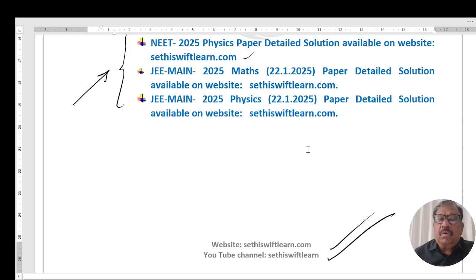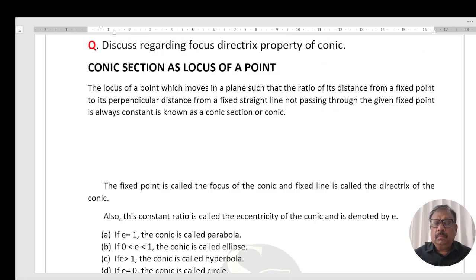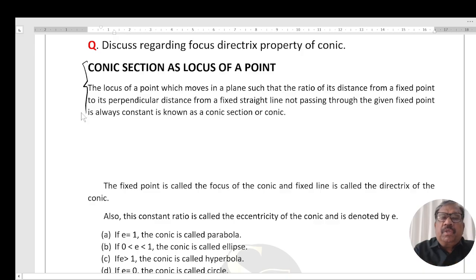Now let's start with the question and concepts of parabola. Question is, discuss regarding focus-directrix property of conic section. First of all, I'd like to explain what is conic section. Conic section is the locus of a point. The locus of a point which moves in a plane such that the ratio of its distance from a fixed point to its perpendicular distance from a fixed line, not passing through the given fixed point, is always constant, is known as a conic section.